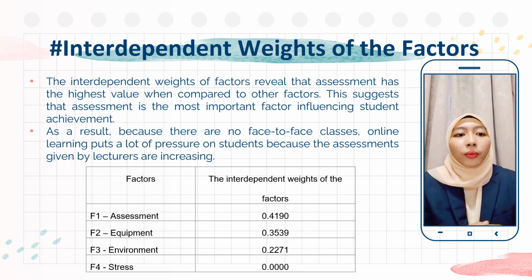Next one is interdependence weights of the factors. The interdependence weights of factors reveal that assessment has the highest value when compared to other factors. This suggests that assessment is the most important factor influencing student achievement. Second, because there are no face-to-face classes, online learning puts a lot of pressure on students because the assessments given by lecturers are increasing. So the table on my right is the interdependence weights of the factors.